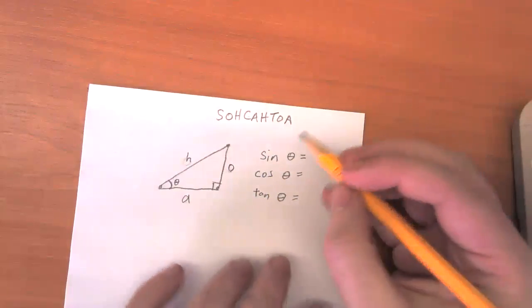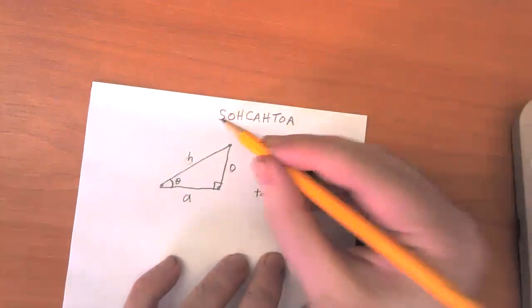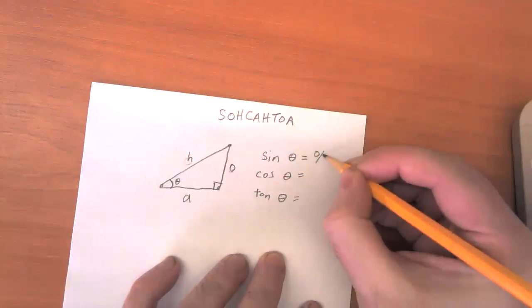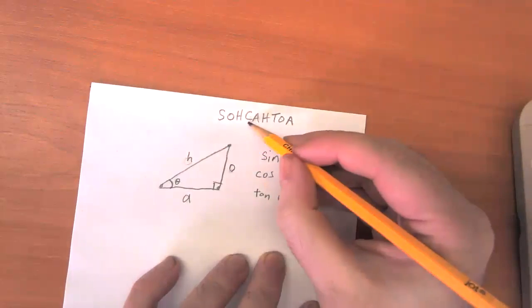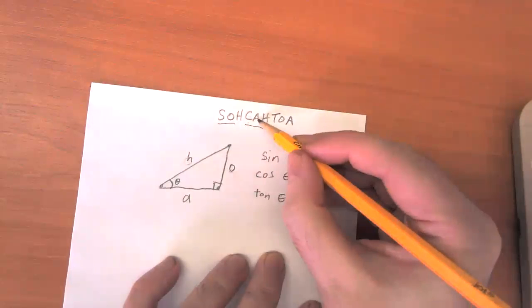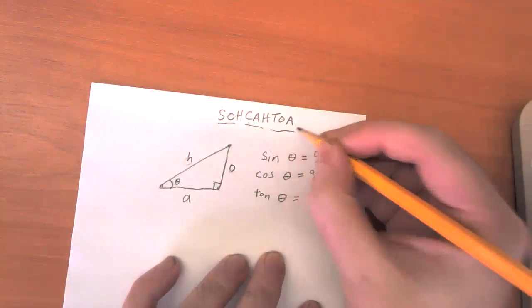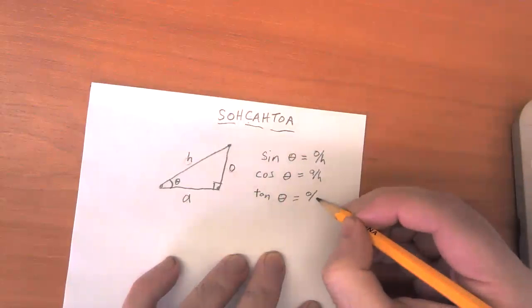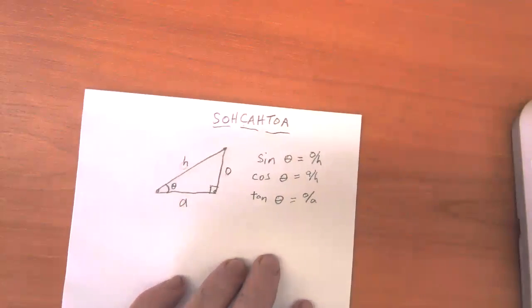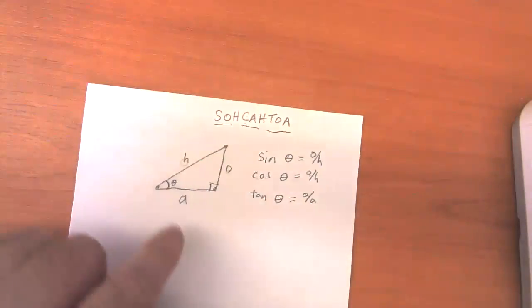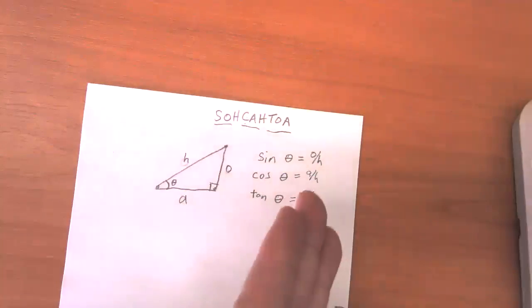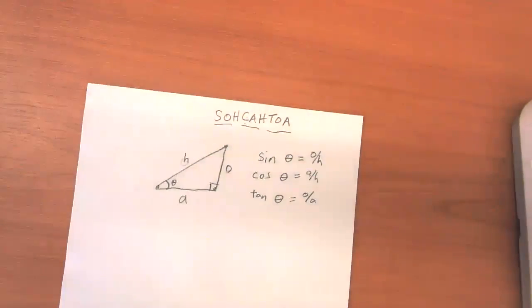And here's what you do with this. The sine is the opposite over the hypotenuse. The cosine is defined as the adjacent over the hypotenuse, and the tangent is defined as the opposite over adjacent sides. So if you knew the lengths of these three sides, you can just divide them out, and that tells you what the sine, cosine, and tangent of that angle are.